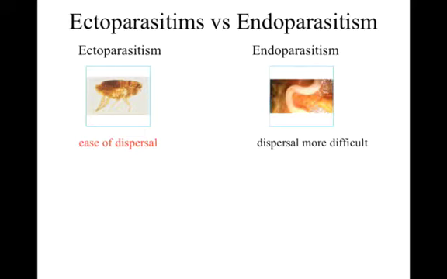So that's pretty easy. If I'm an endoparasite and I'm living in a gut, or I'm living inside cells, or I'm living inside other tissues, it's harder to disperse to a new host. So if you're killing your host, you've got to get away, and that can be quite difficult. So endoparasites tend to have specialized strategies for moving to a new host.